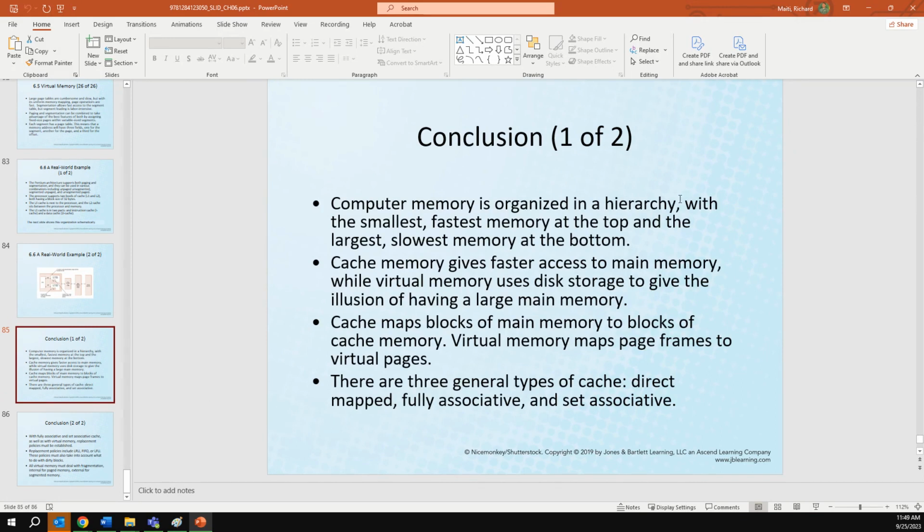So computer memory is organized in a hierarchy with the smallest and fastest memory at the top. As we saw in the pyramid structure, cache memory provides fast access to main memory, while virtual memory uses disk storage to give the illusion of having a large main memory. So virtual memory is kind of like added on to main memory to give you more memory. So cache maps blocks of main memory to blocks in the cache. So there are three general types of cache: direct map, fully associative, and set associative.